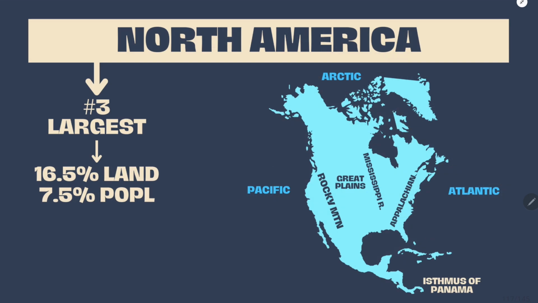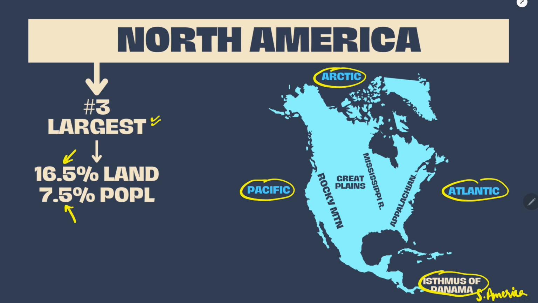Then we saw North America. North America is the third largest continent and covers around 16.5% of the world's land area and is home to around 7.5% of the world's population. It is surrounded by the Arctic Ocean to the north, the Pacific Ocean to the west, and the Atlantic Ocean to the east. It is separated from South America by the Isthmus of Panama. Further, important features that we saw are the Rocky Mountains, the Appalachian Mountains, the Mississippi River, and the Great Plains.